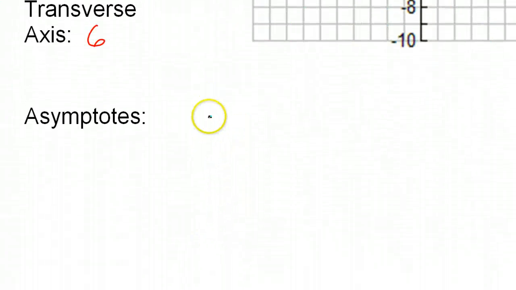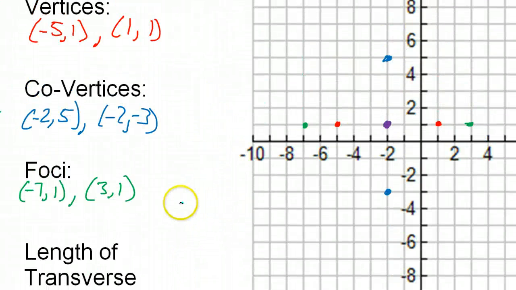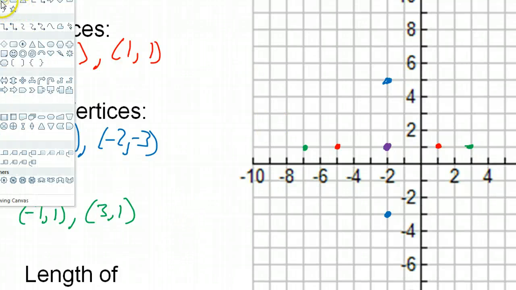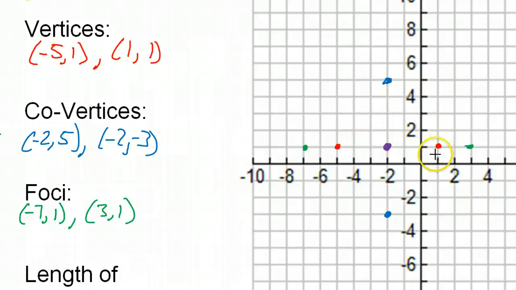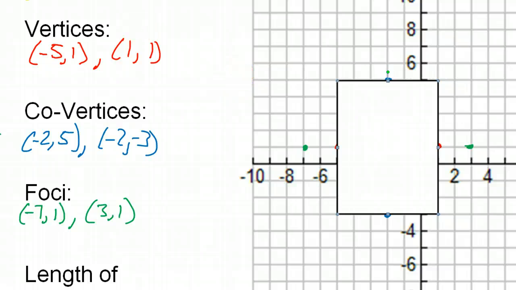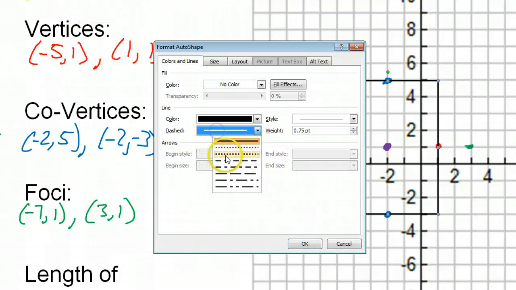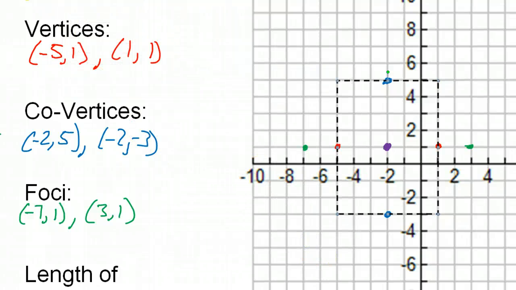Okay, they want to know the asymptotes. Well, I guess we need to draw the rectangle. So let's draw our rectangle around the vertices and co-vertices. So your rectangle should be one of these. Okay, so there's my rectangle.